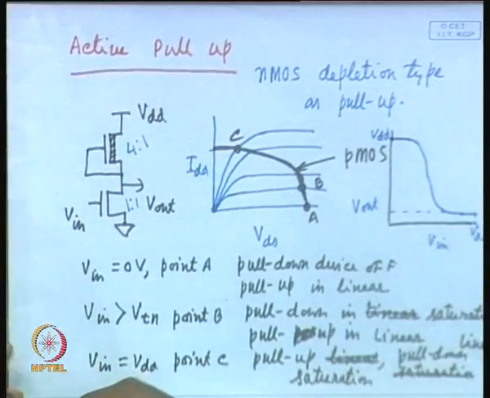So, let us conclude today's lecture by summarizing what we have discussed today. We have introduced the basic concept of an inverter. We have introduced the characteristics of an ideal inverter in terms of noise margin and transfer characteristics. Then we have seen how you can realize a MOS inverter, and we have discussed 2 alternatives, one using a passive resistor, another by using an NMOS depletion mode transistor.